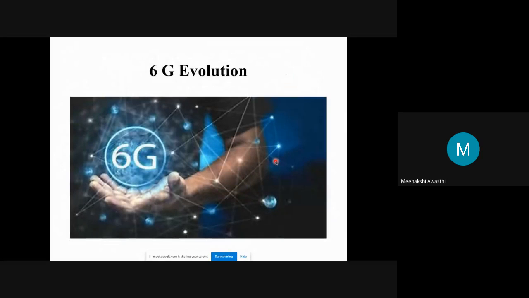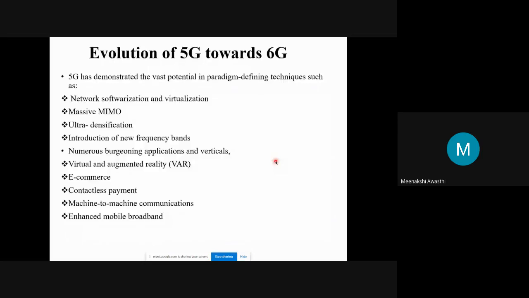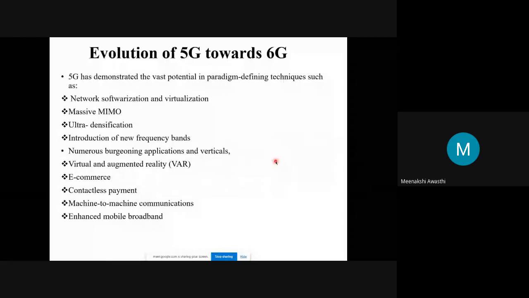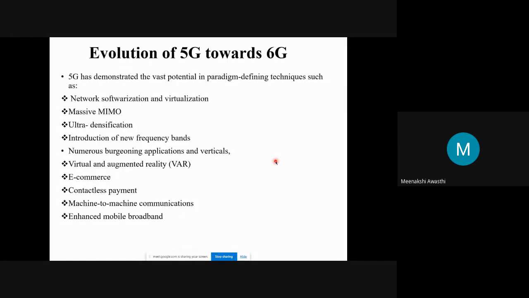Now let me start with the 6G evolution. What is the need of the evolution of 5G towards 6G? I mean, 5G is already covering everything. 5G is yet to be deployed. So what is the need of 6G?